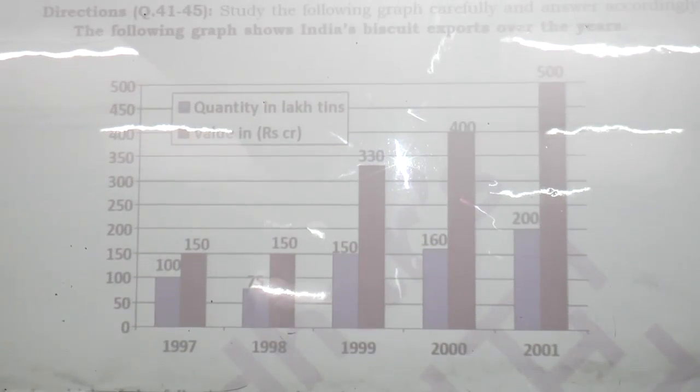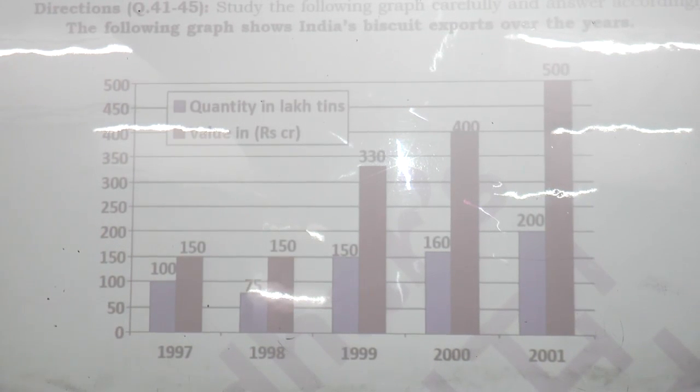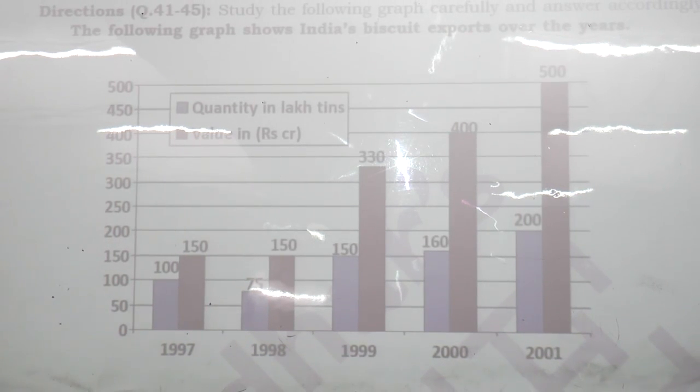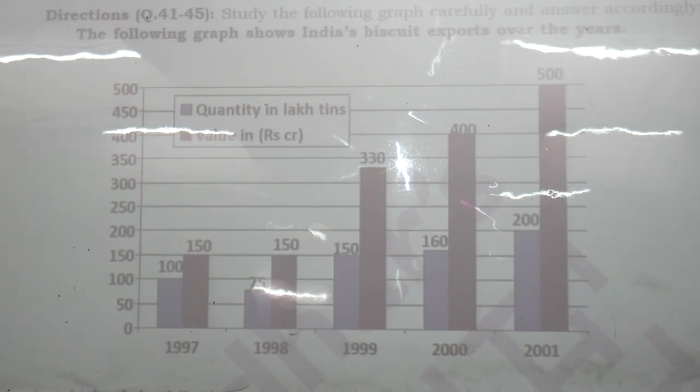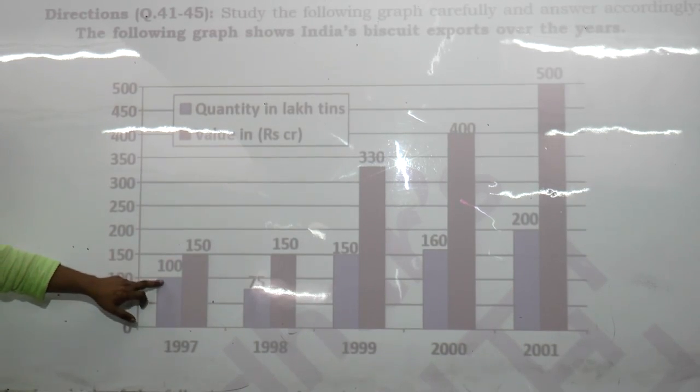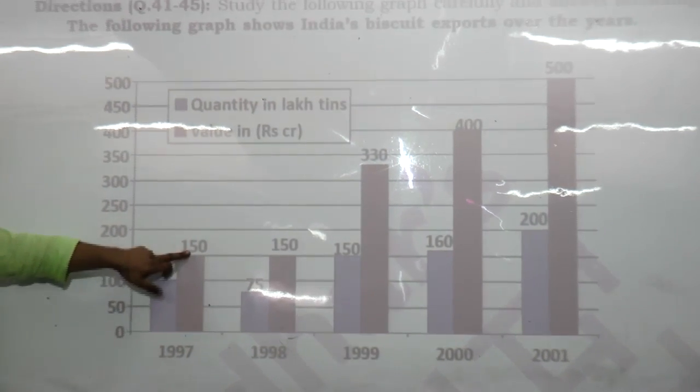Right. 41 to 45. The following graph shows India's biscuit exports over the years, quantity in lakh tins and value in crores. The first one is quantity and the second one is price, right? Now 41, in which of the following years was the value per tin minimum? In 1997, quantity is 100 and price is 150.